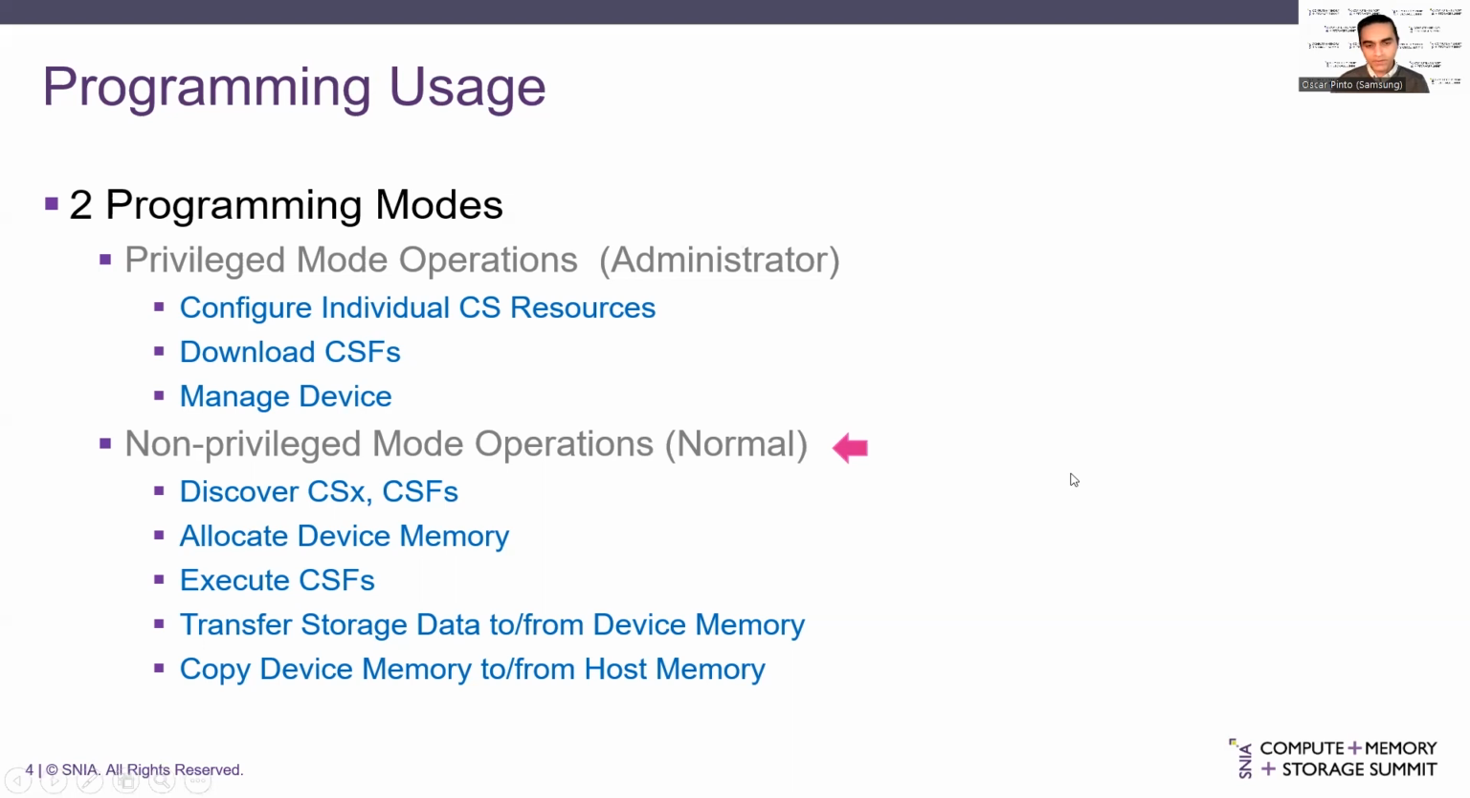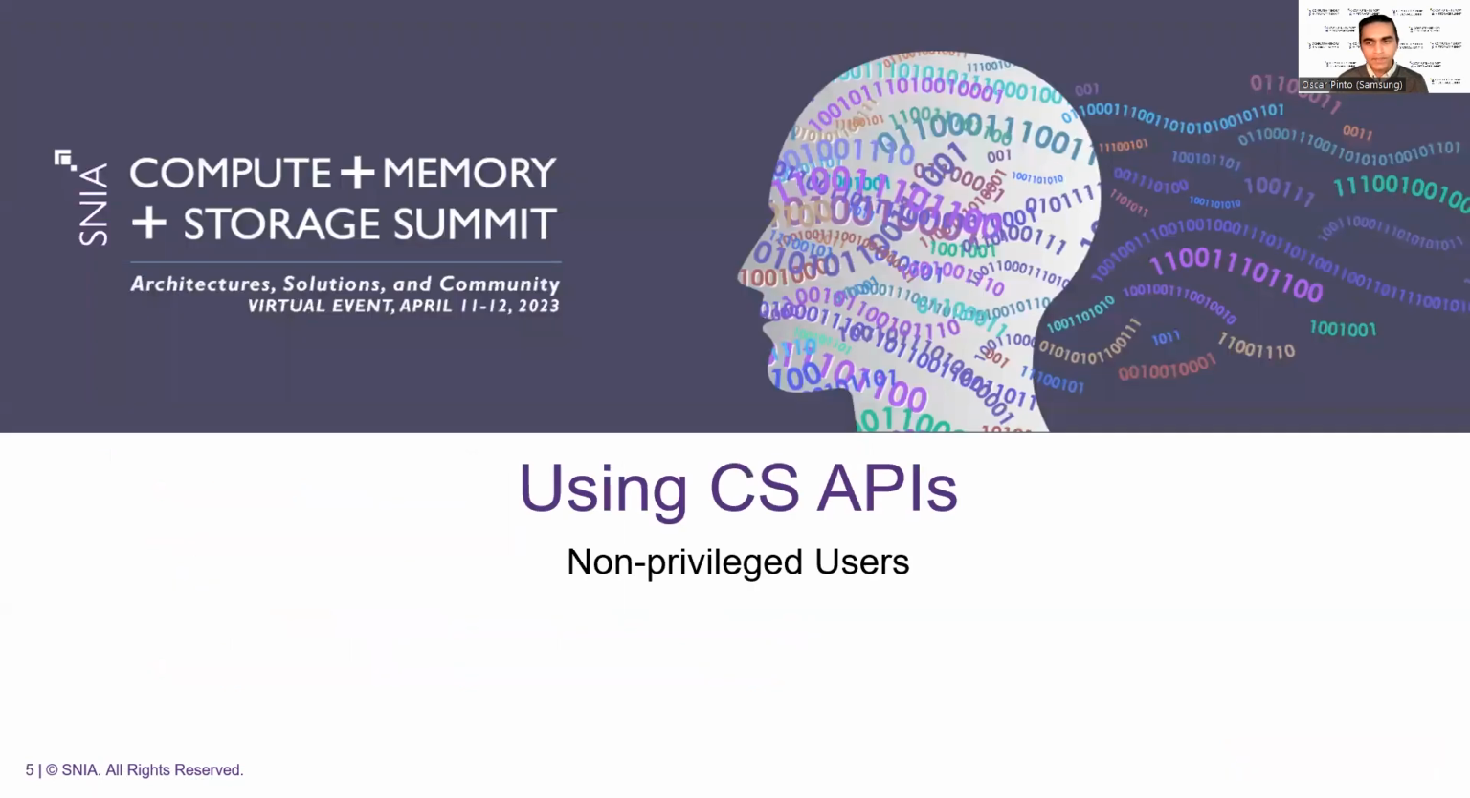For non-privileged mode, which is for the majority of the application users that are going to use computational storage devices, you would have mechanisms to discover the CSX. You have mechanisms to discover the CSF, allocate device memory, execute CSFs, and then transfer data from storage into that device memory, or from device memory into host memory, and vice versa. So we will cover the non-privileged mode operations today. So let's get down to how the APIs may be used for the non-privileged users or normal users.